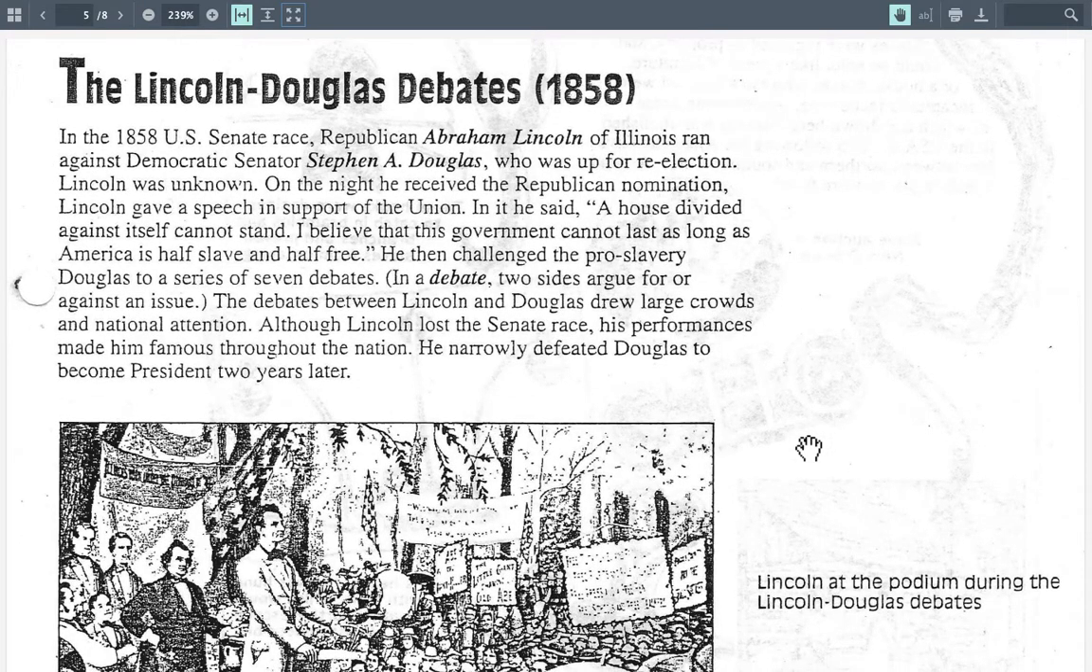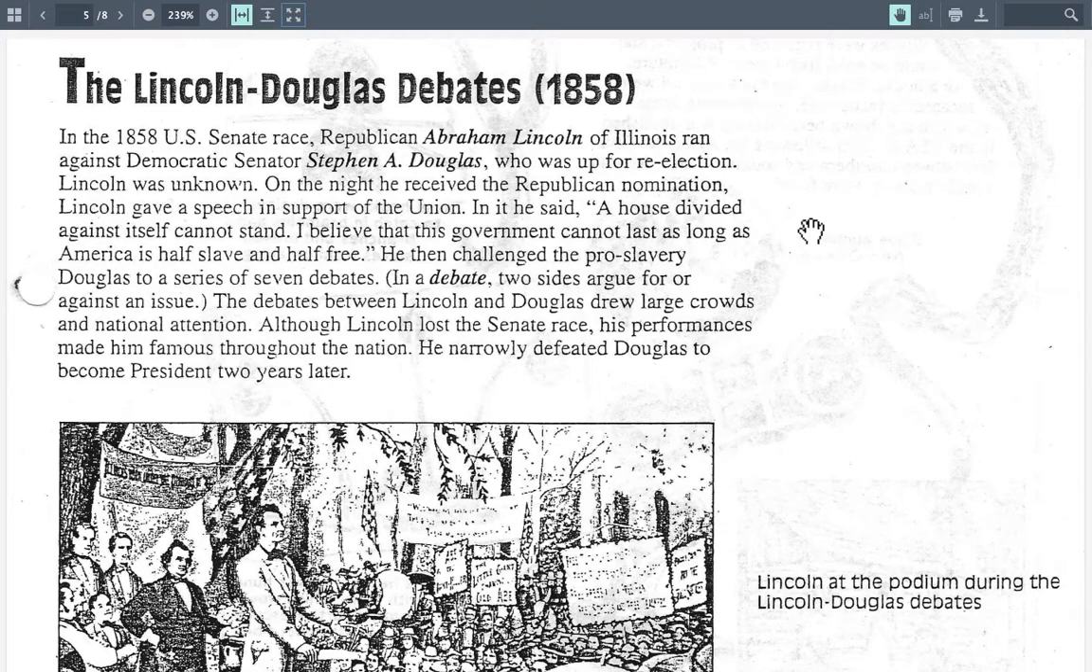The Lincoln-Douglas debates. In the 1858 U.S. Senate race, Republican Abraham Lincoln of Illinois ran against Democratic Senator Stephen A. Douglas, who was up for re-election. Lincoln was unknown. On the night he received the Republican nomination, Lincoln gave a speech in support of the Union. In it, he said, "A house divided against itself cannot stand. I believe that this government cannot last as long as America is half slave and half free."